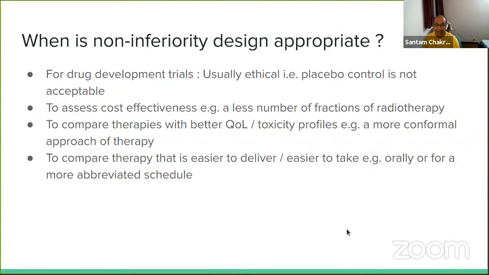It is also useful when you have studies where you want to assess the intervention for cost effectiveness. For example, a common example is treatments employing lesser fractions of radiotherapy, fewer cycles of chemotherapy, etc. When you want to compare therapies which can potentially give you a better quality of life and toxicity profile while maintaining the same efficacy. So, for example, a more conformal approach of therapy.